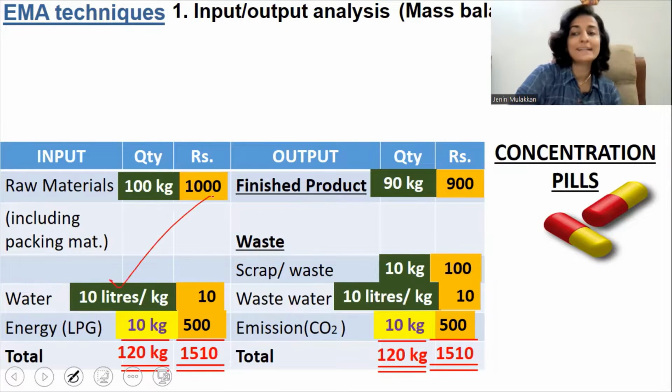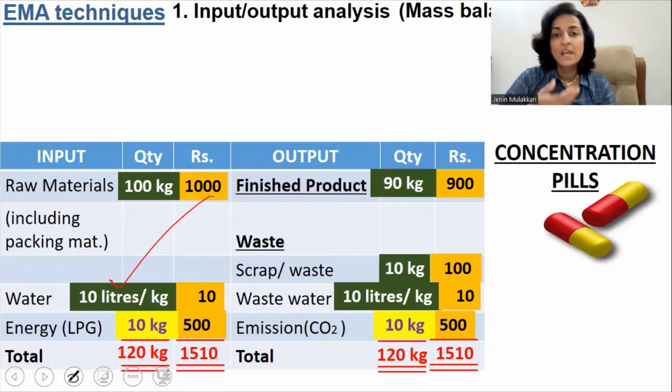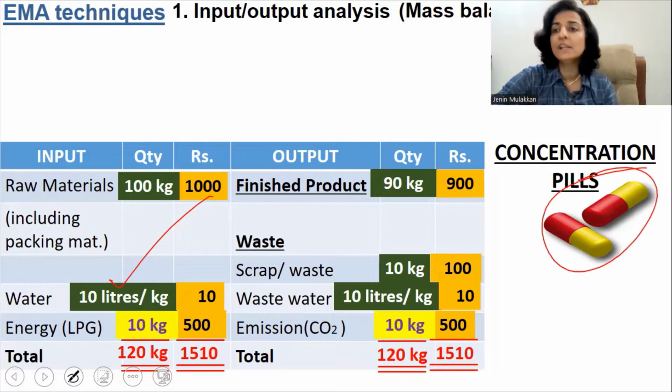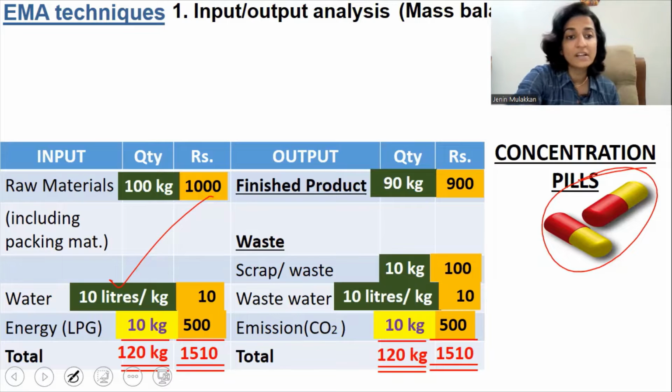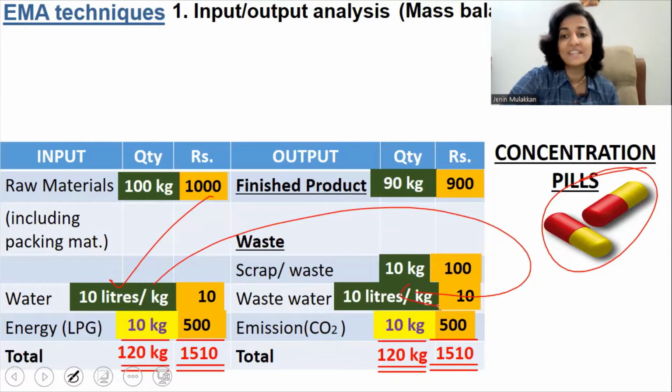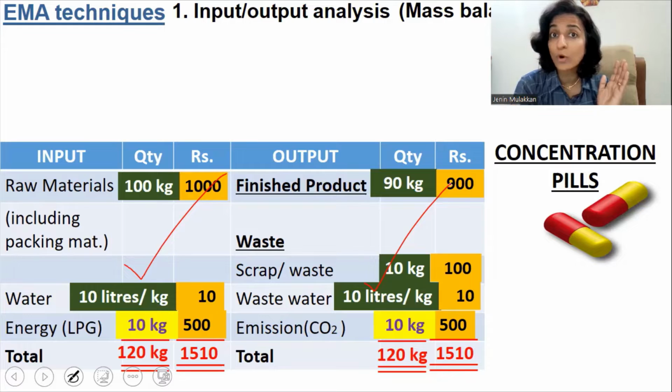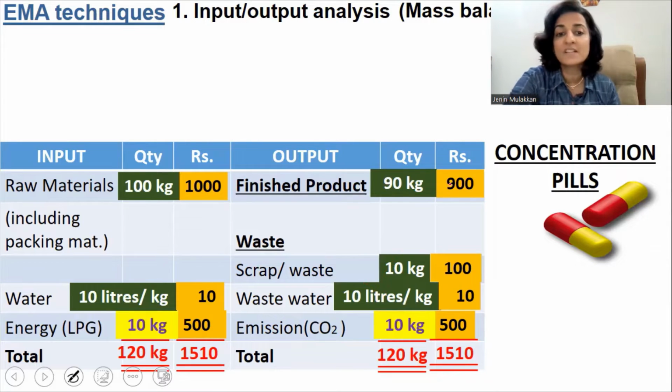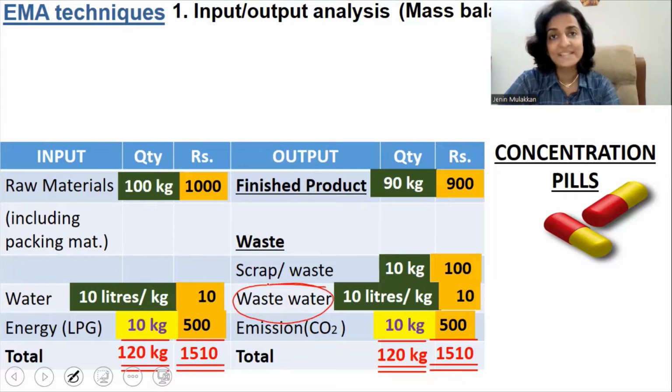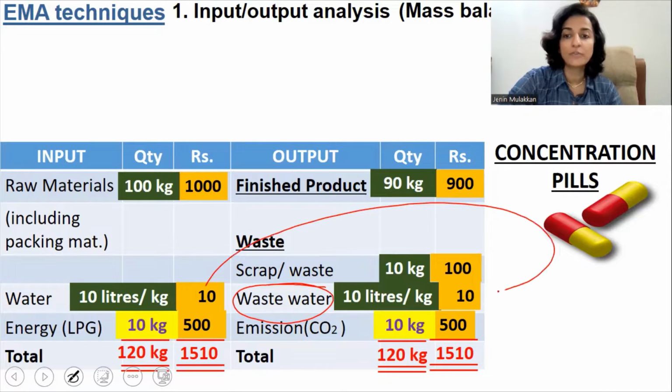Now coming to the water, 10 kg of water has been used. Now water is not entering into this final product. So whenever water does not enter into the final product, it is always taken as wastewater. Examples of products where water enters into the final product is bottled water or say canned juice. In all these cases, water is entering into the final product. But for all the other products, water ends up as waste water. So the cost of 10 rupees is coming in the rupee column also.